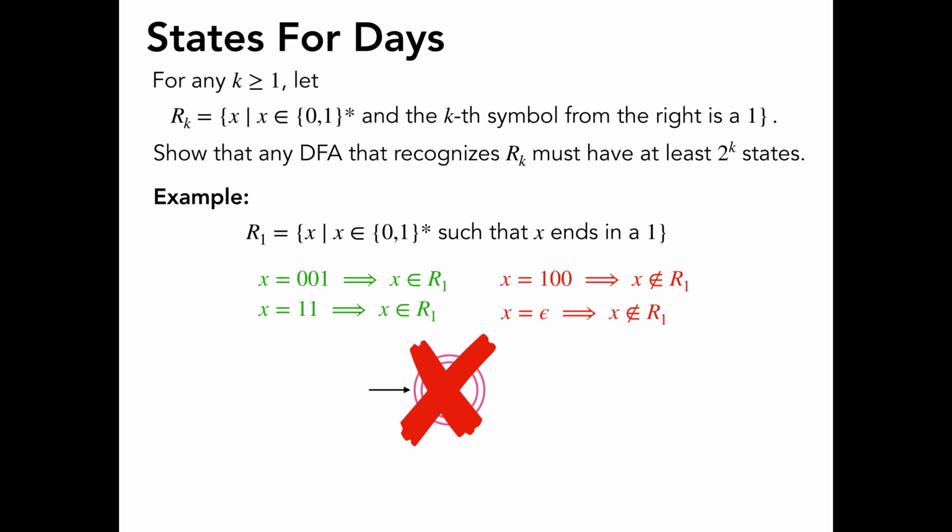And more generally, the problem here is that all strings in r sub 1, as well as all strings not in r sub 1, end up at the same state, as we only have one state. We'll see how this sort of intuition translates beyond this example and can actually lead us to a solution to the more general problem.